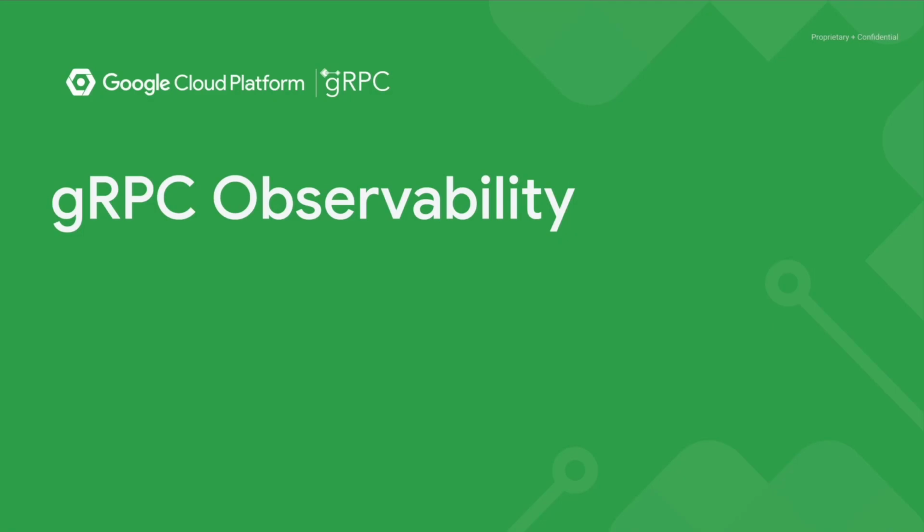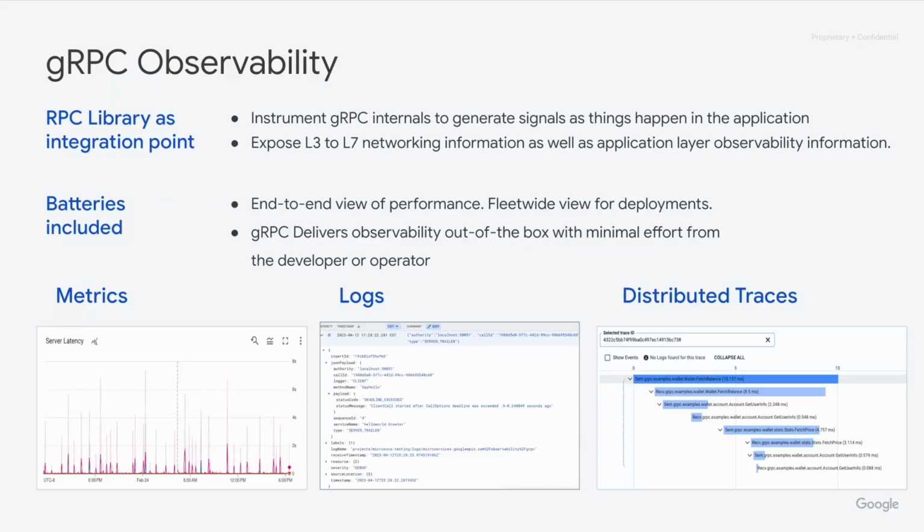Whether you think of your deployment as a service mesh, or whether you think of it as just a plain client-server deployment in whatever environment you have, you probably do need to think a little bit about observability. Now, the RPC library is a logical integration point for observability, because if you instrument the RPC layer, you can directly get information about what's happening on the network and what's happening in the application right at the point where those things are actually happening.